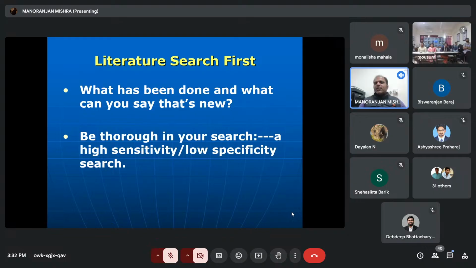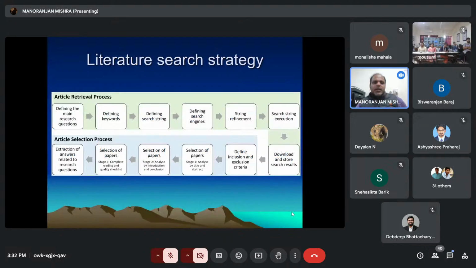Okay, someone was asking, so you follow this process. Define the main research question. From the research question, define the keywords, define the search string, define the search engine, string refinement, search string execution, extraction of answers to the related search question, selection of paper, complete reading and quality checklist, selection of paper at stage 2 analyzed by the introduction and conclusion, selection of paper analyzed by title and abstract, then define inclusion and exclusion criteria and download. This is the whole process.